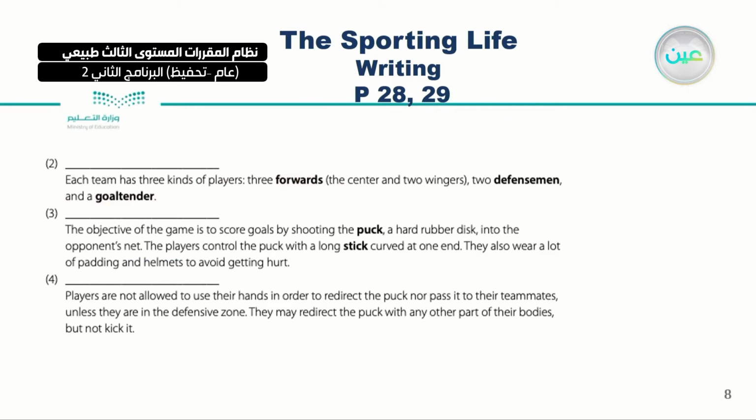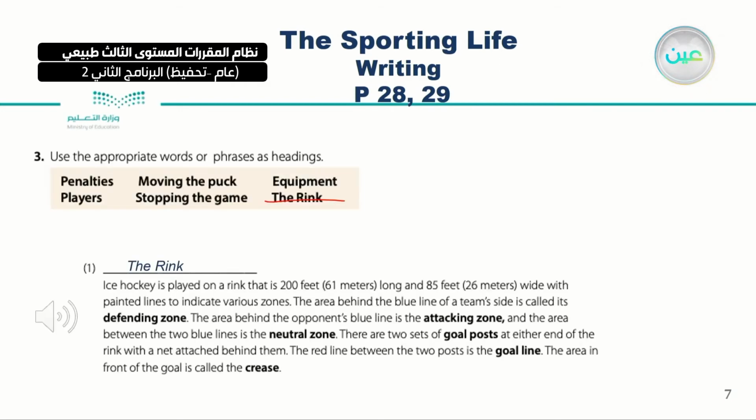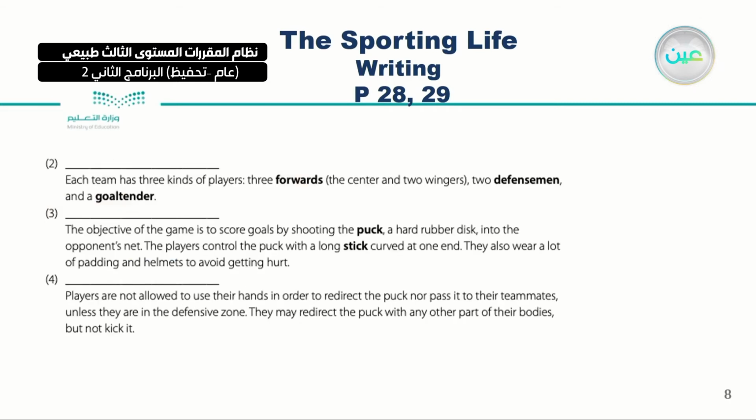Each team has 3 kinds of players. Okay, so what are the key words here? 3 forwards, the center and the 2 wingers, and 2 defensive men and the goaltender. What do you think number 2 is, from the headings, of course? Is it penalties, moving the puck, stopping the game, equipment, or players? Okay, let's see. Number 2 is talking about players.